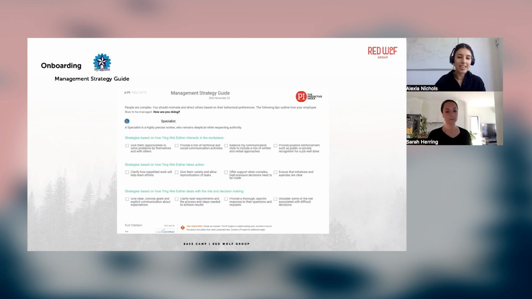So you might see one of the statements here is give clear, concise goals and explicit communication about expectations. So we can already start to see that, okay, if I'm managing this person, I need to be really clear in how I'm setting out what the work is to be done. I can't just give really brief, quick notes and a really brief summary. I actually need to be detailed in my approach, because through detail, they'll be able to do the work to a higher level. Maybe give them a little bit more clarity in terms of the requirements and the processes that are available to help them achieve their results.